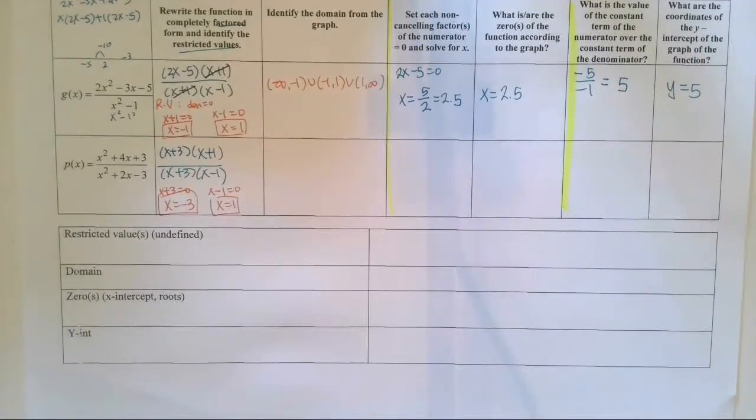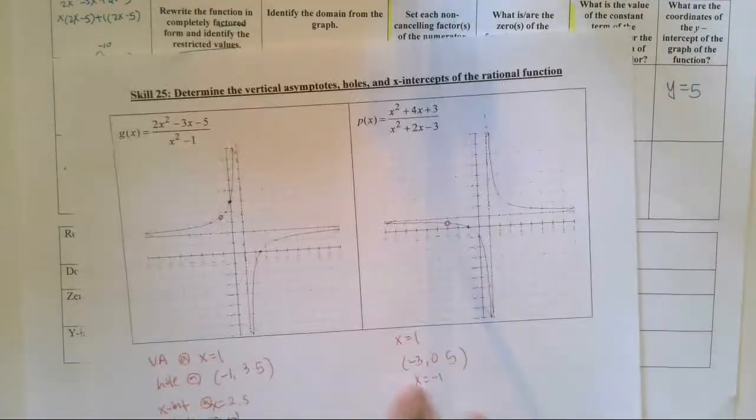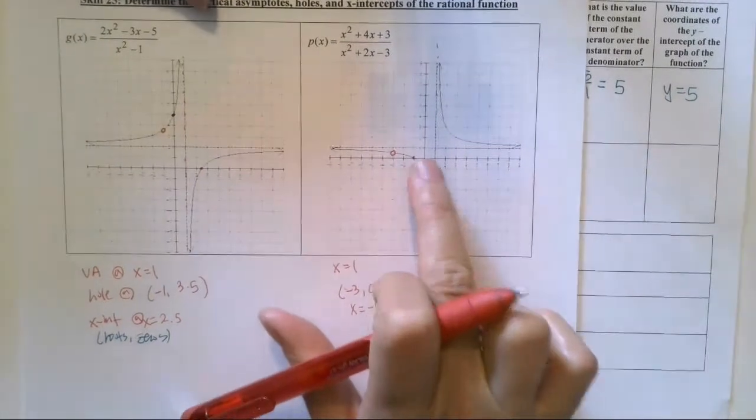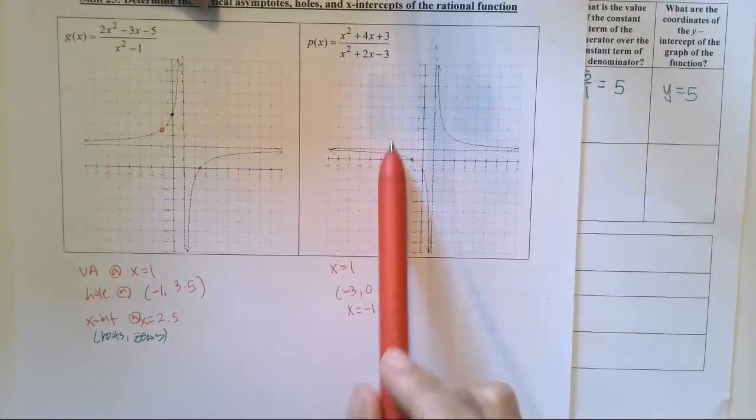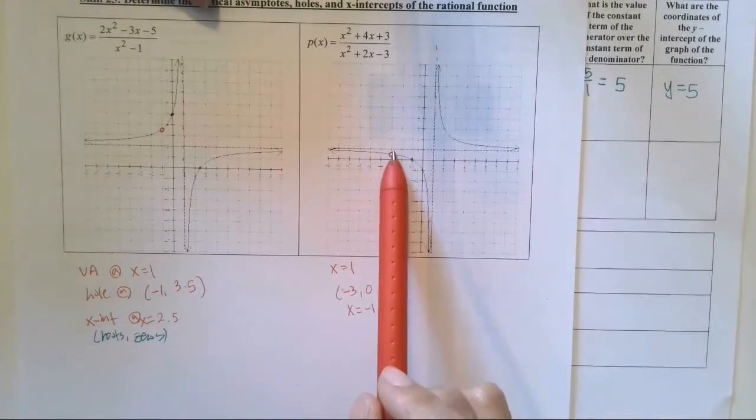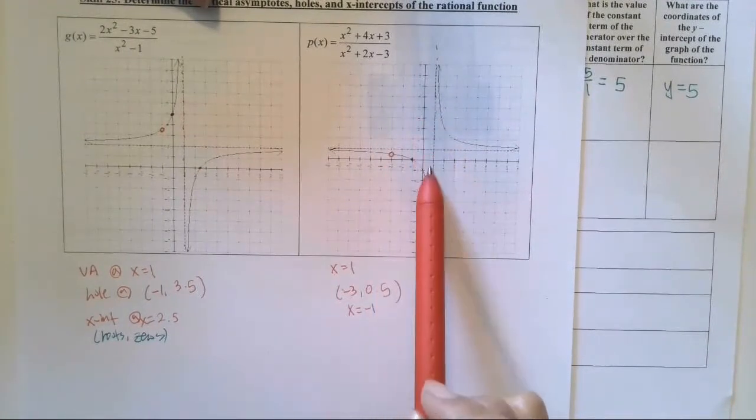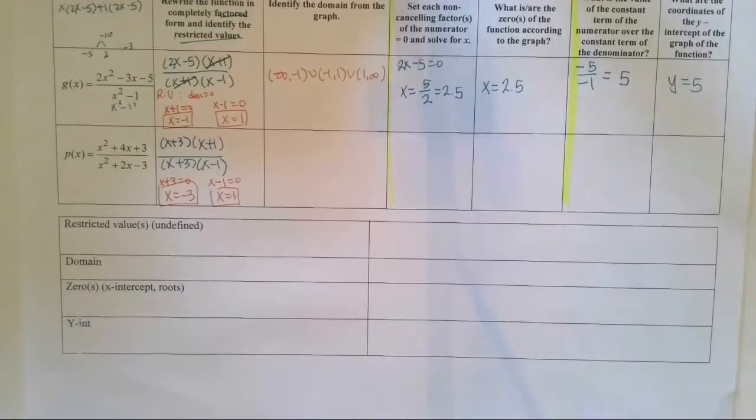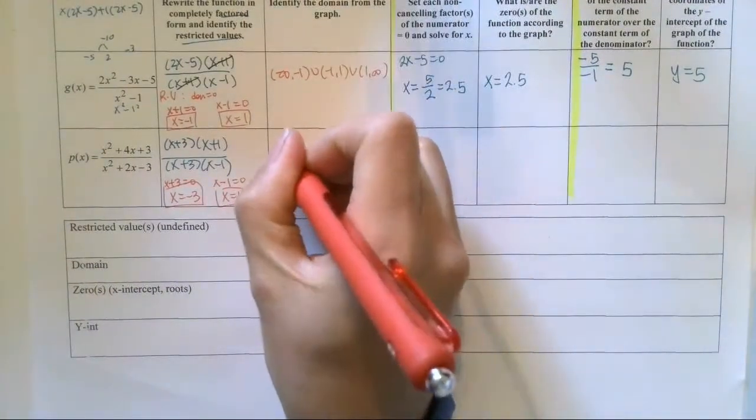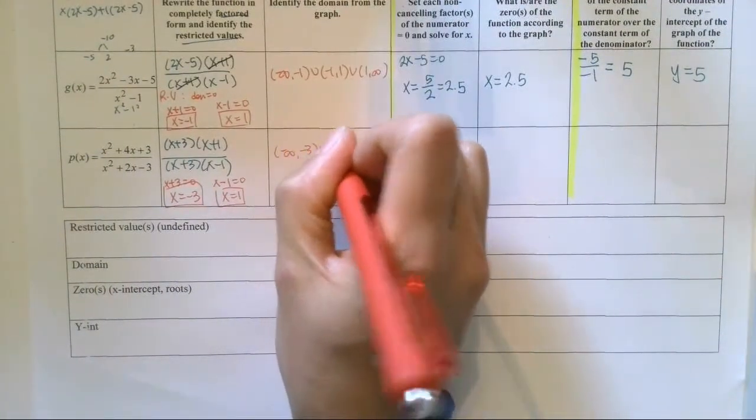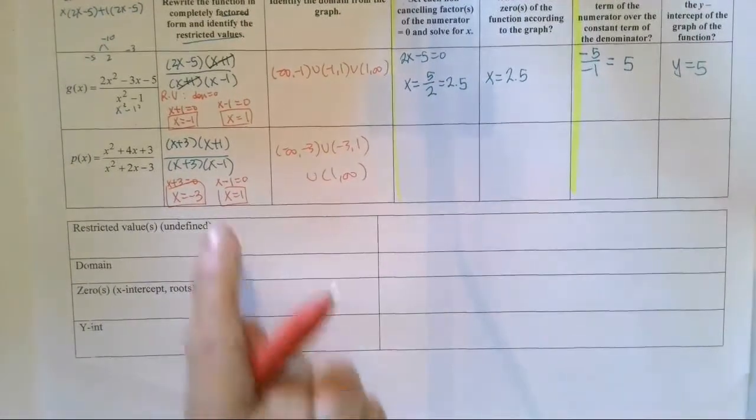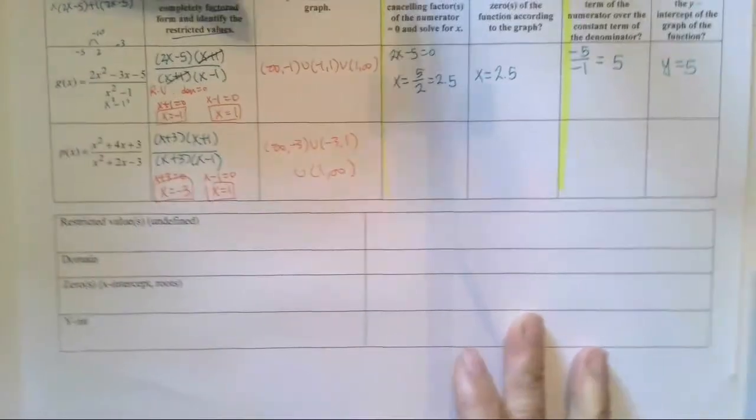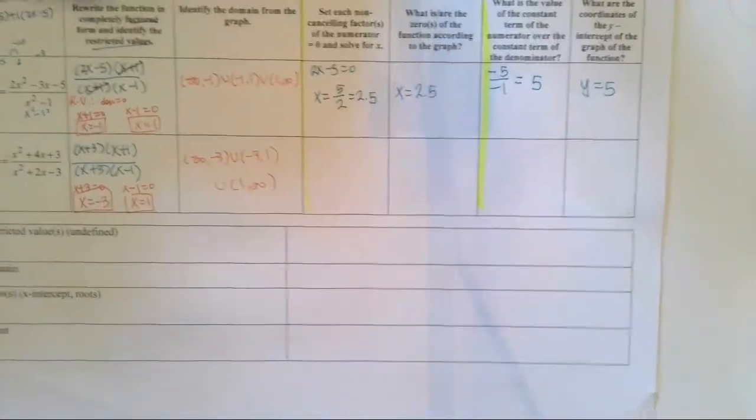-3 and 1. Now it says look at the graph and identify the domain. So we're looking at the second graph. What will be the domain? Negative infinity till an open circle, stop at -3. -3 till, stop at 1, the vertical asymptote, and 1 to positive infinity. Negative infinity to -3, union, -3 to 1, union, 1 to positive infinity. It's not climactic, is it?